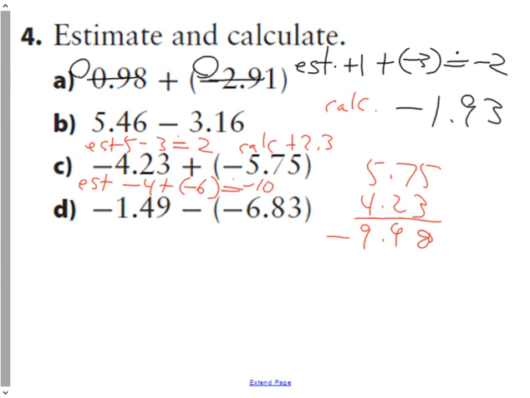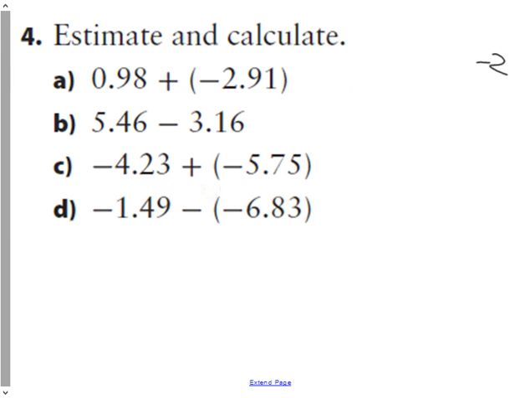And finally, the last question, question D. I have negative 1.49, so estimating I'm going to make it negative 1, take away negative 7. Now if you want, you can contextualize that, saying negative 1 take away negative 7 is going to be a positive 6, or you can keep flip change to get an estimation of approximately positive 6.